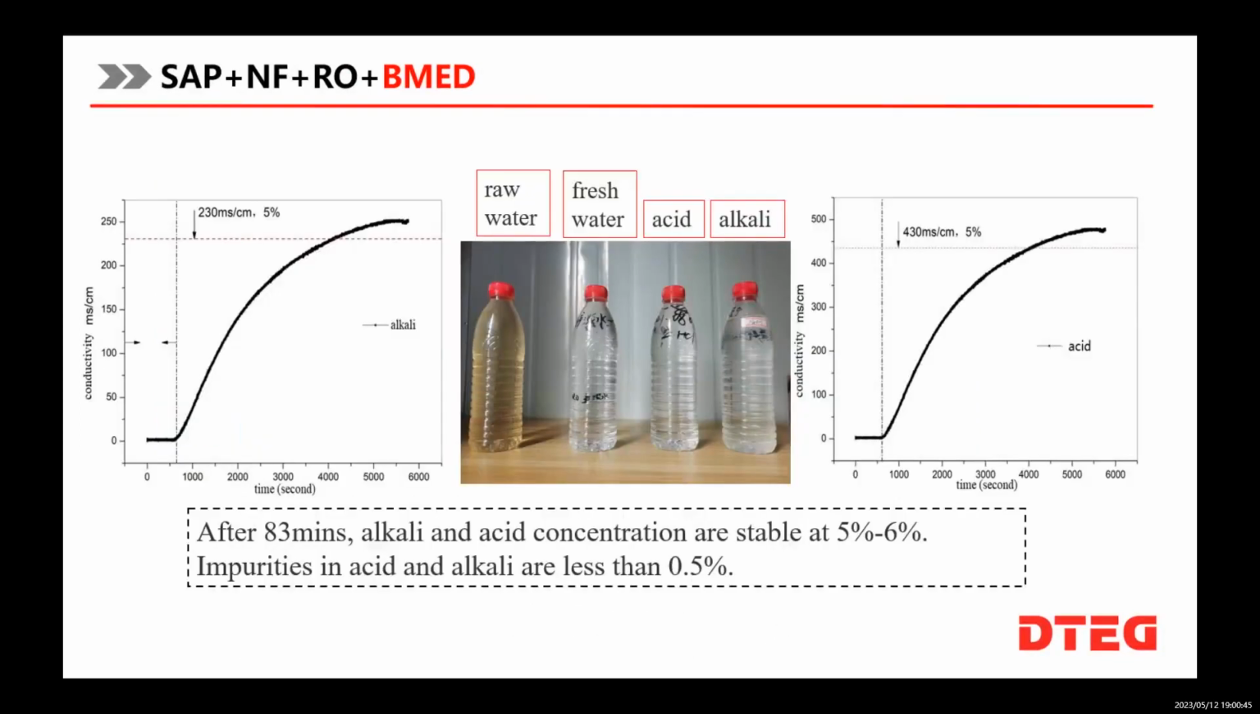This is a picture of water samples, including raw water, fresh water, acid, and alkali. After the equipment is started about 83 minutes, the concentration of alkali and acid can be stabilized at 5 to 6%. Impurities in acid and alkali are less than 0.5%, which can fully meet the requirement of reuse.